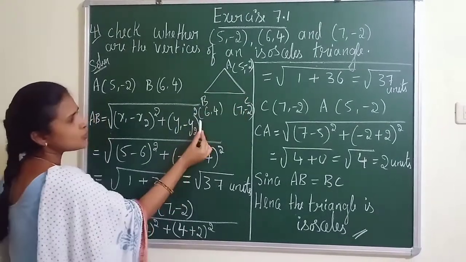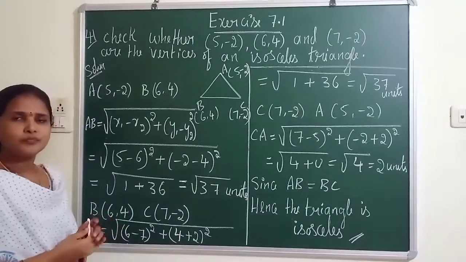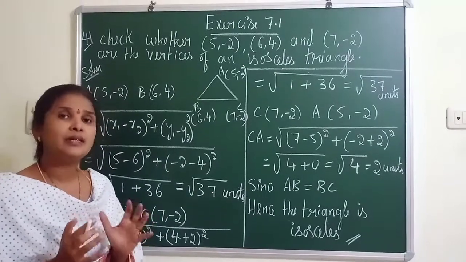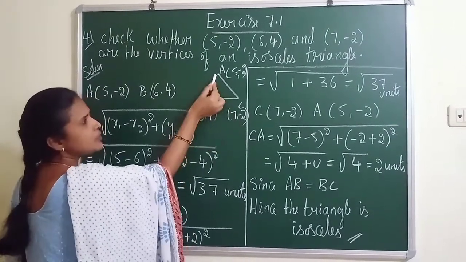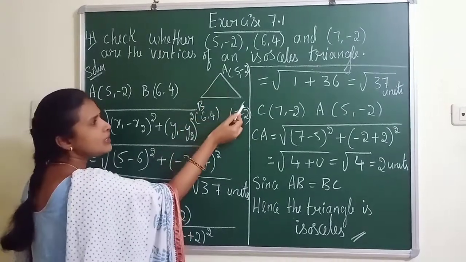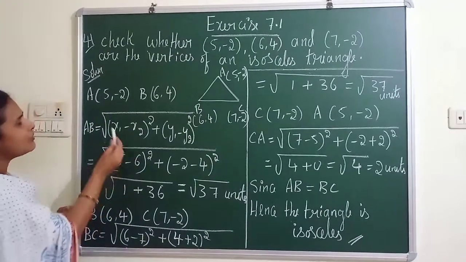A is (5, -2), B is (6, 4) and C is (7, -2). So how many times should I apply the distance formula here? I need to apply it 3 times. That is AB, BC and AC. So the distance between A and B, the distance between B and C and the distance between A and C, using the distance formula. So let us start with AB.